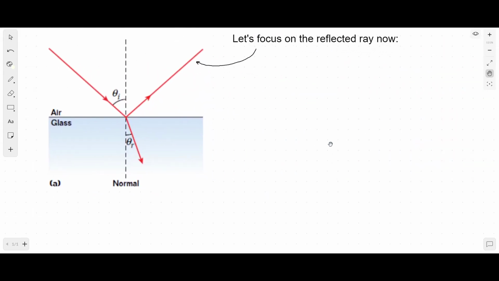So previously, if you've seen the other refraction videos, you know that we've focused a lot on the incident ray, the refracted ray, the incident angle, and the refracted angle. Now, I haven't mentioned too much about this arrow here, which is the reflected ray. So what we're going to do is focus on this one for a little bit.